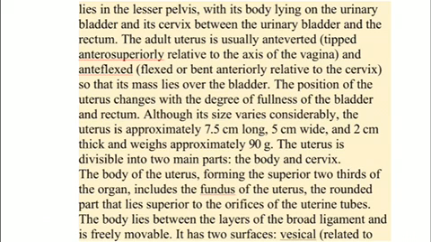You must not forget that the adult uterus is usually anteverted, that it's tipped anterior-posteriorly relative to the axis of the vagina. So the adult uterus is anteverted. The adult uterus is also antiflexed. That is, it is flexed or bent anteriorly relative to the cervix. So the adult uterus is anteverted and it is antiflexed, such that its mass, the uterus, lies over the bladder.